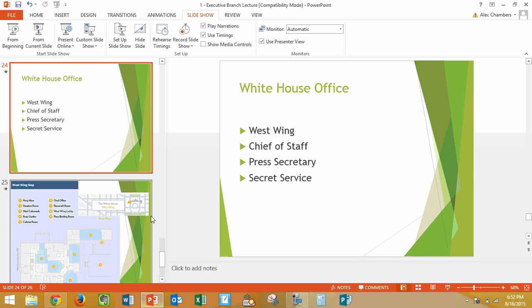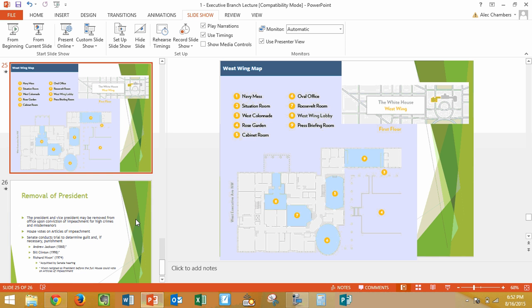So within the White House, you have the West Wing, which is where the offices of the Chief of Staff, the Press Secretary, and the Secret Service are. If we look at a map of where all this is, you can see number 4 is in front of the White House. That's where you see the Rose Garden and the famous fountain in front of the White House. If you look in the upper right-hand corner, the West Wing is on the left side, so you see the little area of the building in orange.